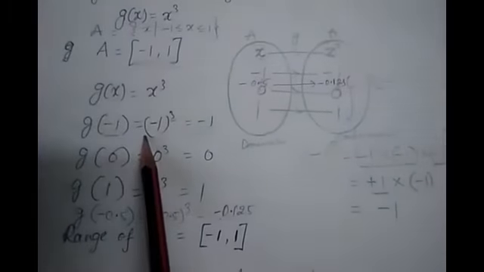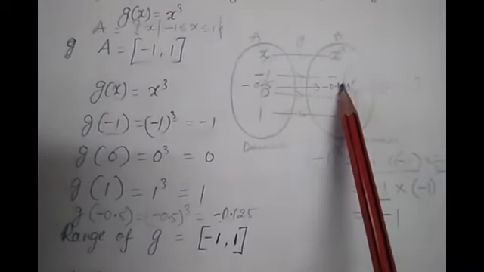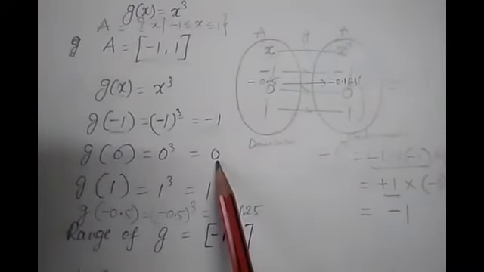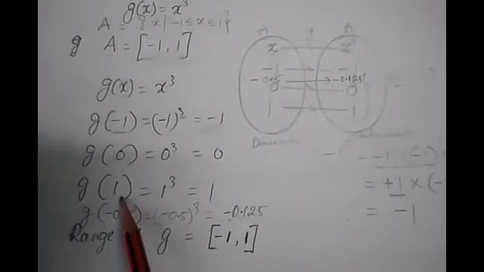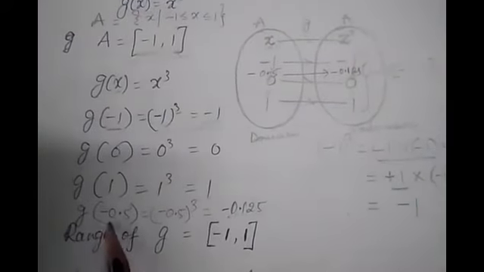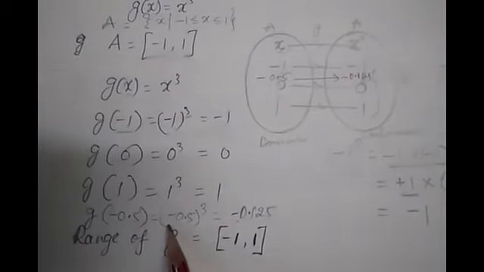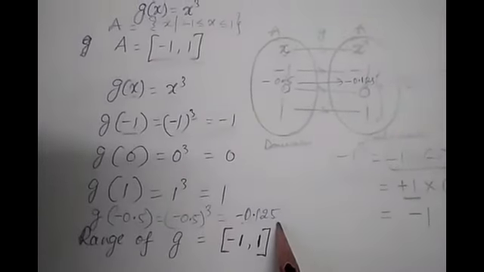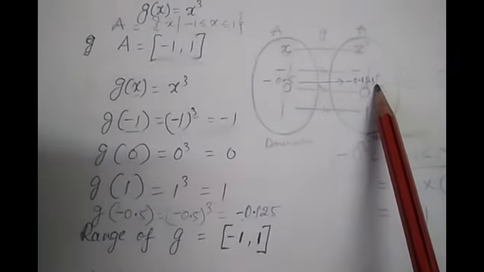So g of minus 1 equal to minus 1 whole cube, which is equal to minus 1. That means minus 1 is mapped to minus 1. If you take x equal to 0, then g of 0 is 0 cube, which is 0. So 0 is mapped to 0. And g of 1 is 1 cube, which is 1, so 1 is mapped to 1. If you take x equal to minus 0.5, then g of minus 0.5 is minus 0.5 whole cube, which is equal to minus 0.125. That means minus 0.5 is mapped to minus 0.125.